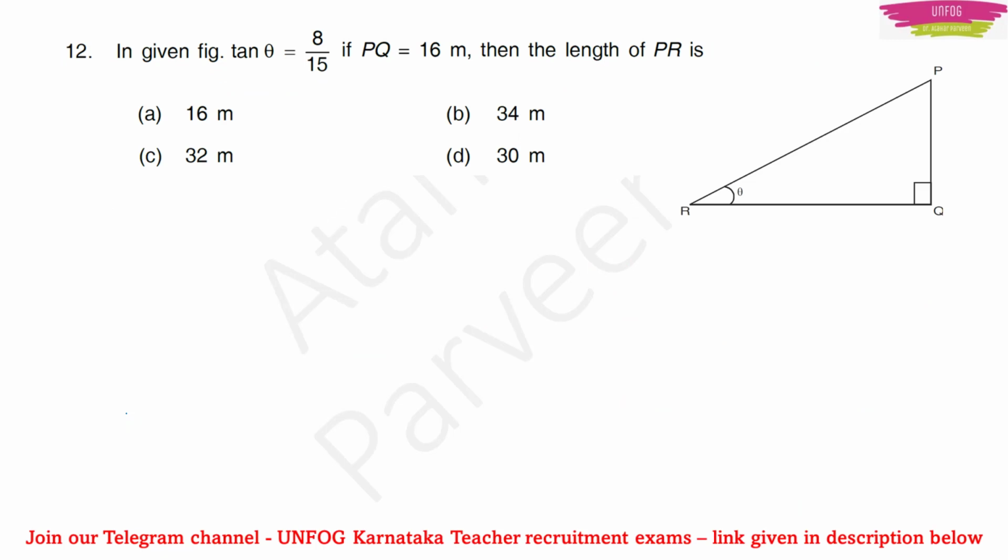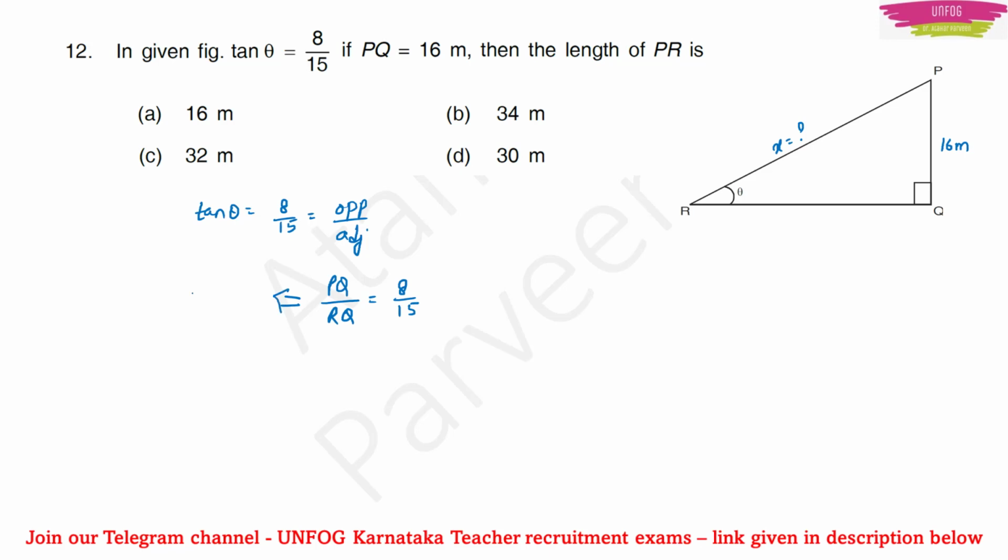Next question. In the given figure, tan theta is equal to 8 upon 15. If PQ is 16 meter, then length of PR is. So they have given this as 16 meter and you have to find this. So let this one be X. Okay. So what is given? That tan theta is equal to 8 by 15. But this 8 by 15, obviously it will be opposite side by adjacent side. Correct? Now what is the opposite side of angle theta? It is PQ. Adjacent side is RQ. This is given as 8 by 15.